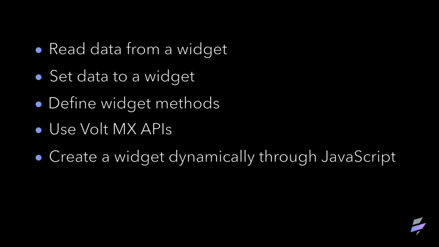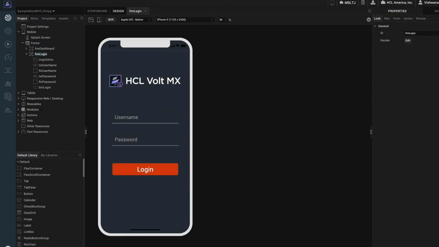Today we will learn how to read and write data on widgets, to define widget methods, use VoltMX APIs, and create a widget through JavaScript. To start, we will take an existing example of an application with a login screen. We will add functionality to use the login screen to validate a user and navigate to the next screen. In this example, on the login form we have used the text box widgets for the username and password. We also have a login button.